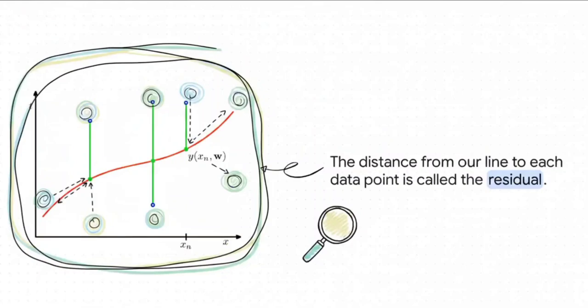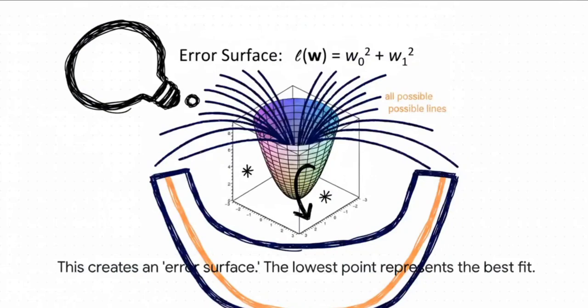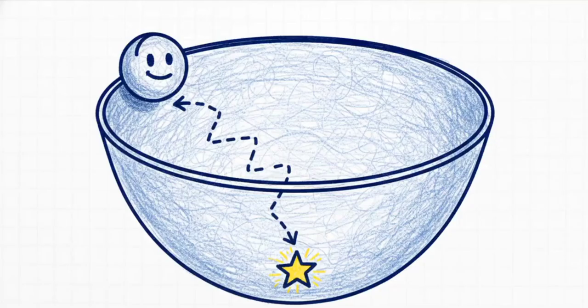See that vertical distance from the line to each point? That's the error, or residual. Our goal is to make the total squared error as small as possible. Big mistakes get penalized more. Think of it like this. All possible lines create an error surface. We just want to find the bottom. We find that lowest point using calculus or by using an algorithm to walk down to the bottom.